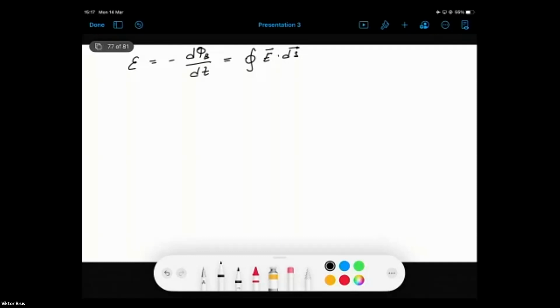Now, what is actually important to underline here, and this is already written in this slide, is what is fundamentally different between induced electric field and electrostatic field. Do you remember for electrostatic field, what this integral over a closed path equals? It highlights one of the important features of electrostatic field.